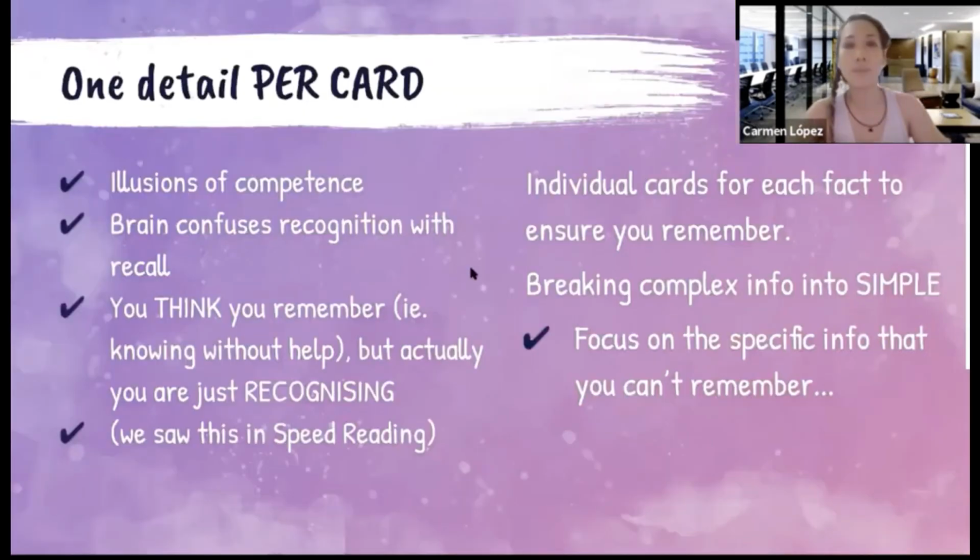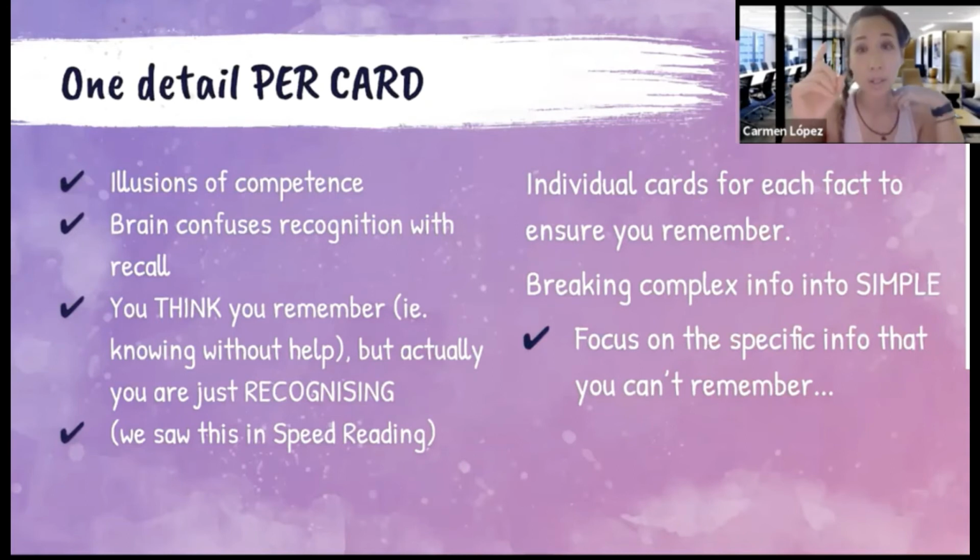Okay. One thing about these flashcards is that you should only put 1 piece of information per card. Okay. Potentially, it would mean that you need to put lots and lots and lots of flashcards. But the reason that you create 1 detail per card is because there's something called an illusion of competence. Your brain doesn't distinguish between recognizing and knowing.